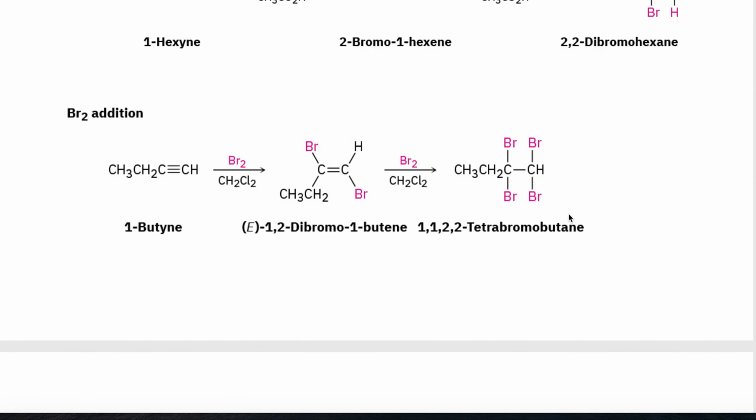Now, we can also add bromine just by itself, two of them. If we add it once, we got two bromines, trans. And by the way, E is for trans, but you guys are not responsible for that for now, okay? You add another one, you have four of them in there, and that's the name: 1,1,2,2-tetrabromobutane.